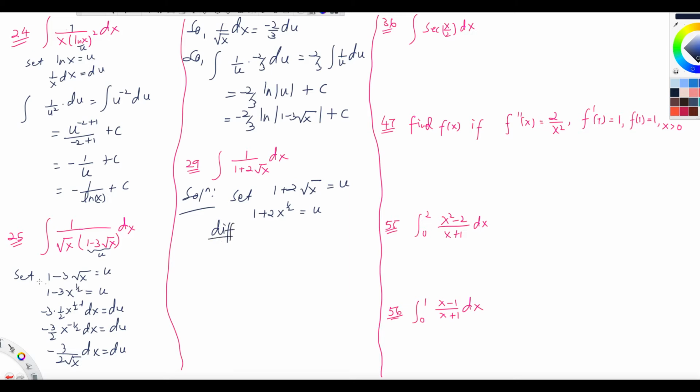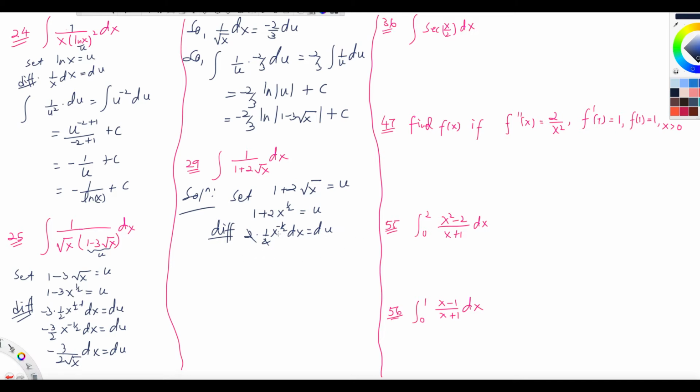I'm differentiating every time, right? Here also I'm differentiating on both sides, finding the derivative on both sides. Derivative of 1 is 0 plus 2 times 1/2 x to the negative 1/2. What do you get? 2 times 1/2, that will cancel out, and then dx will be du. See that?